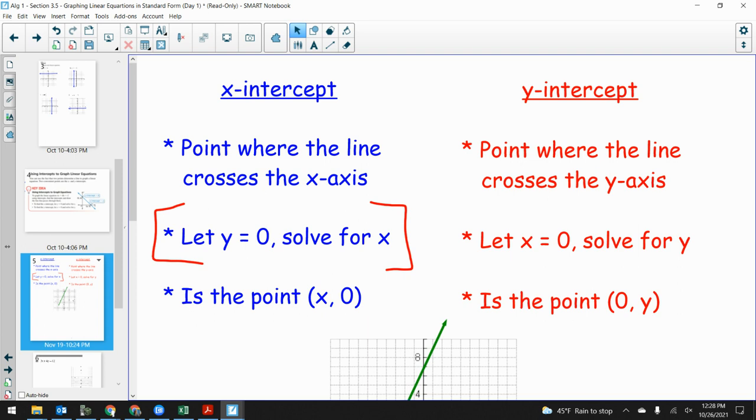How do you solve for it? Well, you let x equal 0, then you resolve for y. So it's kind of the opposite of solving for the x-intercept. The x-intercept, you plug 0 in for y. The y-intercept, you plug 0 in for x. Because in the end, you want 0 comma the number. 0 comma 5, 0 comma 7, 0 comma negative 3. Those are the y-intercepts.